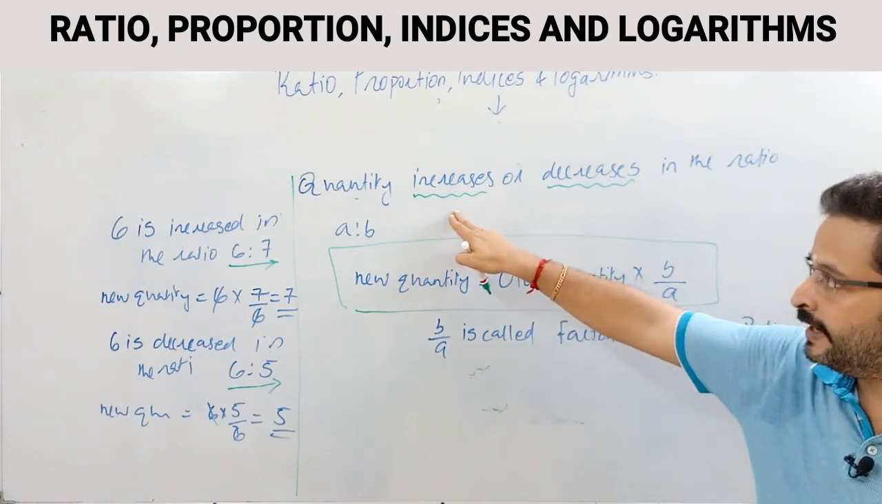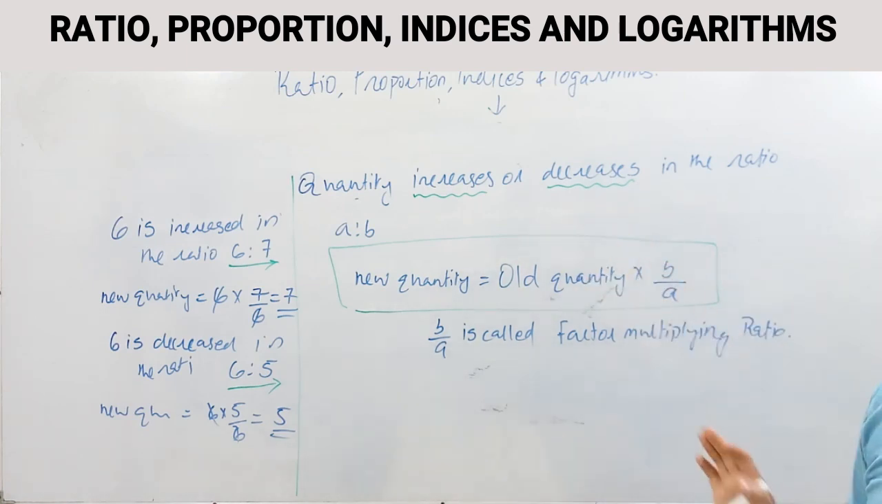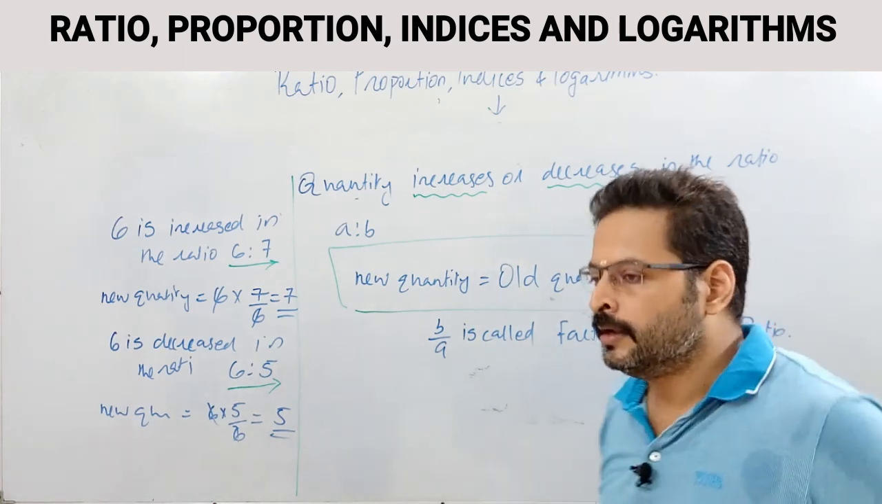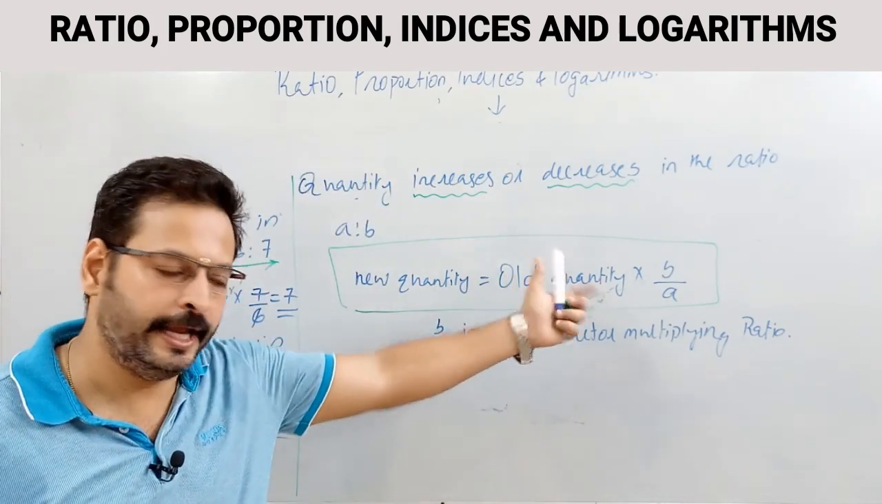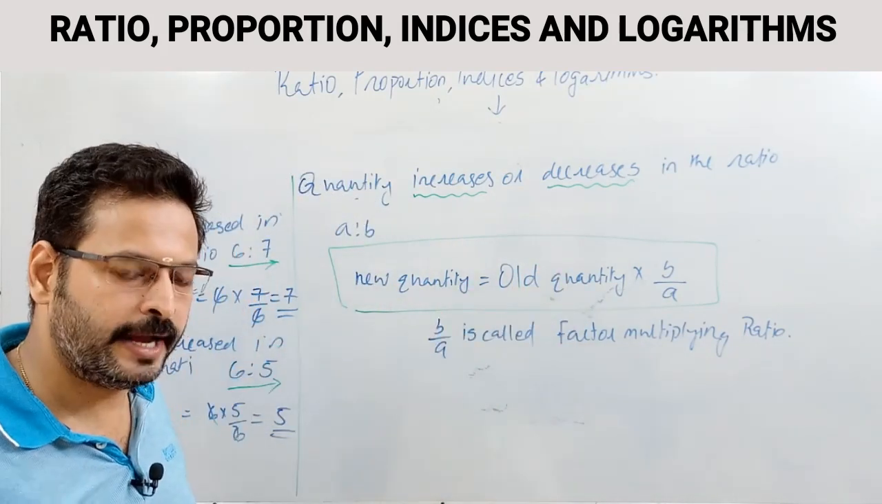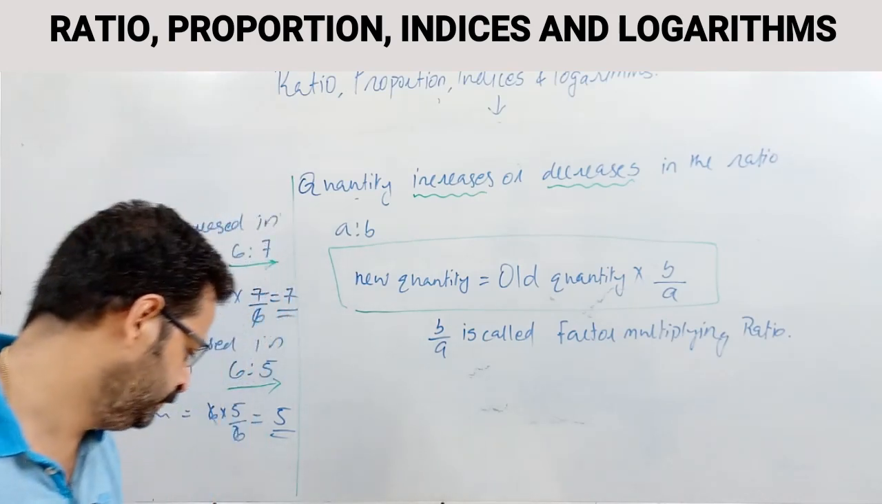That means if the quantity increases or decreases in the ratio A is to B, for computing the new quantity, the formula will be old quantity into B divided by A. That fraction is called factor multiplying ratio.